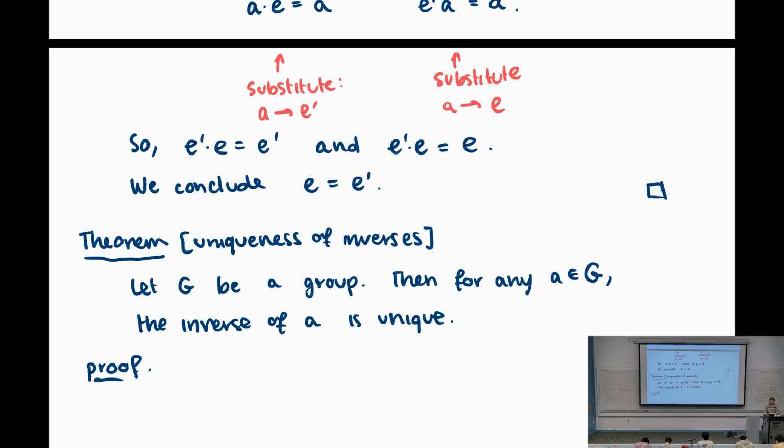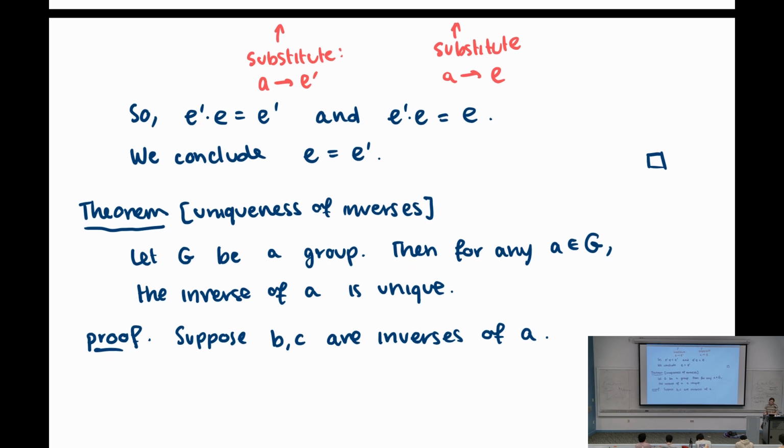Similar to the last proof, we'll just suppose B and C are inverses of A. So we'll assume that they're both inverses of A, and then we want to show that B and C are equal. Then the fact that B is an inverse of A tells me that A times B is equal to the identity E, and A times C is equal to the identity E.